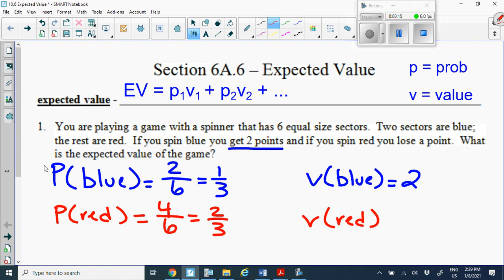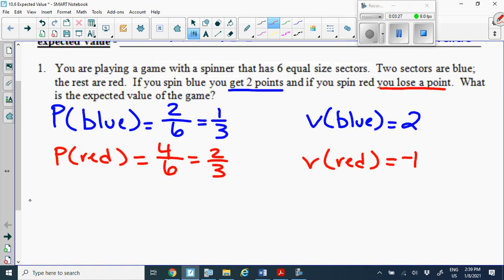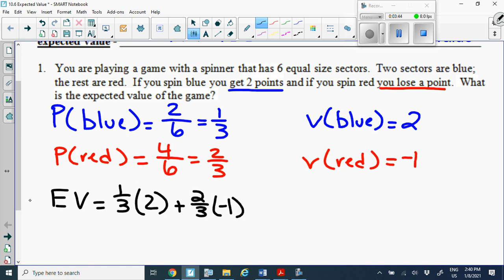Now let's find the value of red. Notice here it says when you spin on red, you lose a point. So when we talk about losing, that is going to be represented as a negative because you are decreasing. Now we're going to use our formula. We're going to multiply our probabilities with those values and add everything up. So EV, which means expected value, we do our 1/3, which is the probability of blue, times 2, which is the value of it, plus 2/3 times -1.